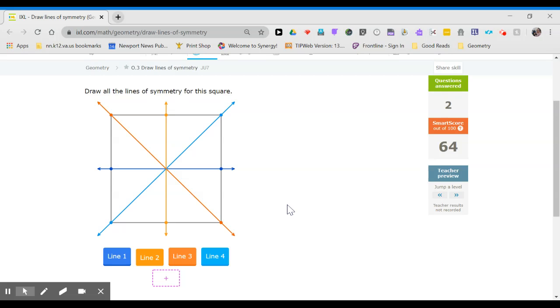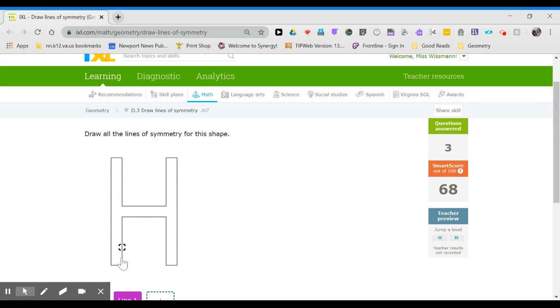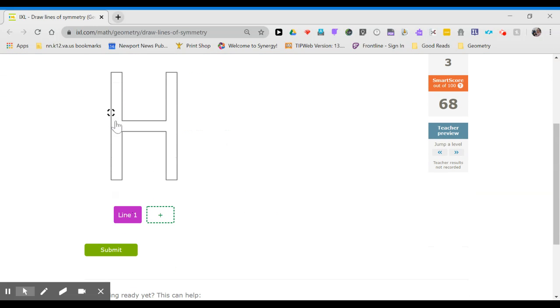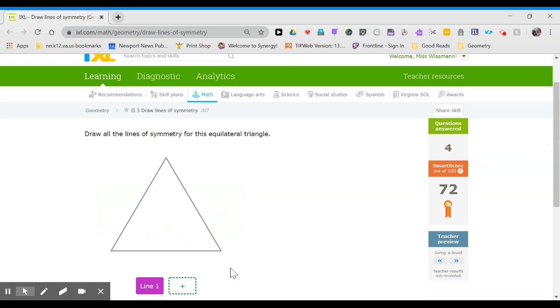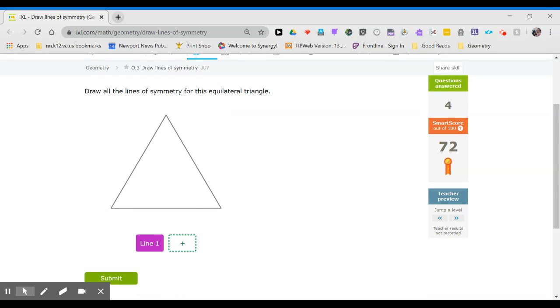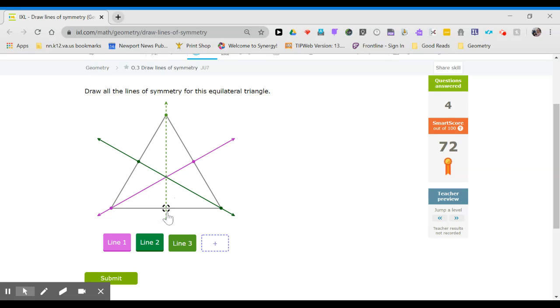Okay, so your H is going to have a line of symmetry here and a line of symmetry here. With an equilateral triangle, because it's all 3 sides congruent, you'll have 3 lines of symmetry. Now, for this one, again, you'll want to be careful because you want to make sure they all meet in the middle.